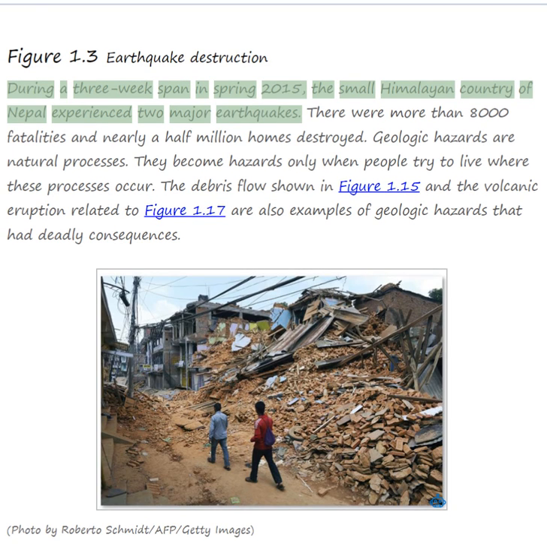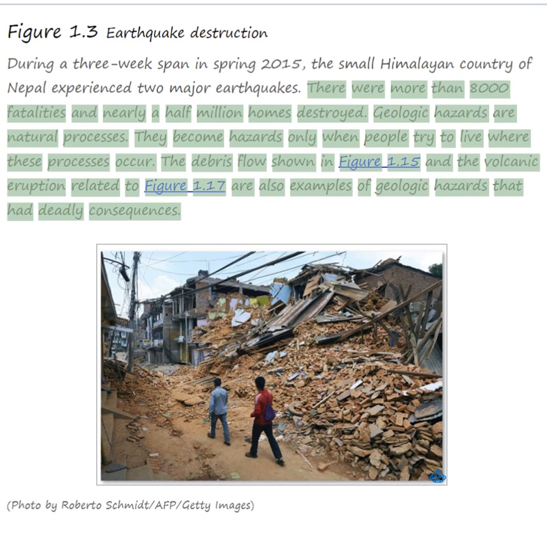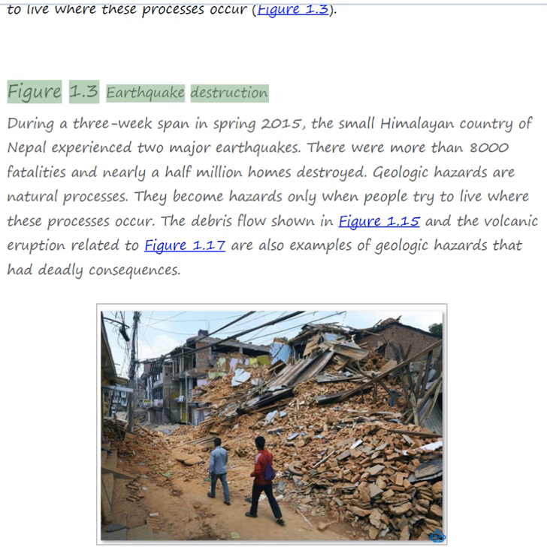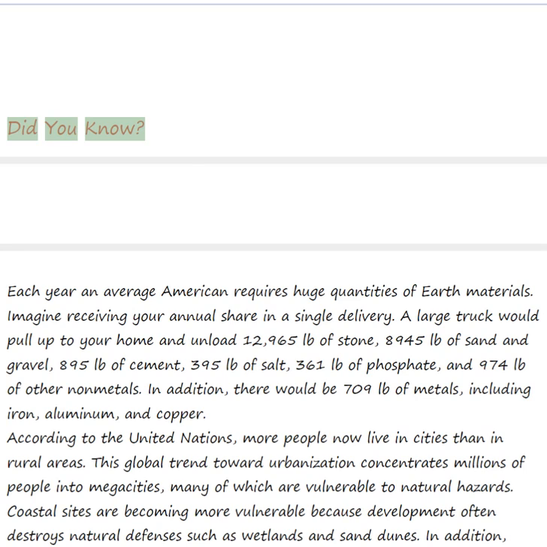During a 3-week span in spring 2015, the small Himalayan country of Nepal experienced 2 major earthquakes. There were more than 8,000 fatalities and nearly 500,000 homes destroyed. Geologic hazards are natural processes. They become hazards only when people try to live where these processes occur. The debris flow shown in Figure 1.15 and the volcanic eruption related to Figure 1.17 are also examples of geologic hazards that had deadly consequences. Figure 1.3 Earthquake destruction.